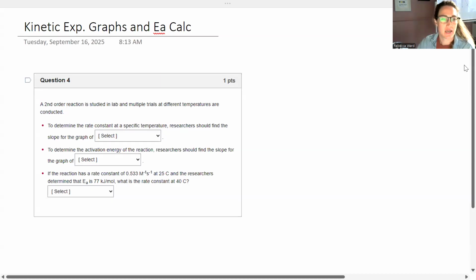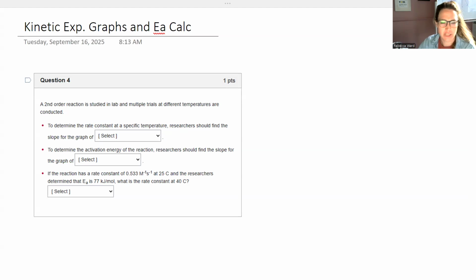All right, we're going to take a look at a pretty challenging question. I think, at least in terms of amount of content, this is a pretty beefy question. A second order reaction is studied in lab and multiple trials at different temperatures are conducted. So somebody went into lab, studied it, figured out it's second order, and did it at different temperatures, which means we're looking at that Arrhenius relationship, because that's where temperature becomes a variable.